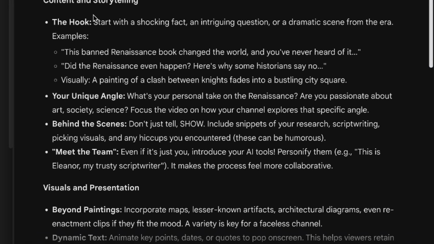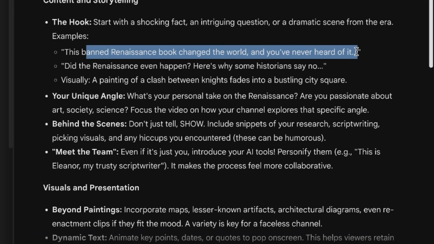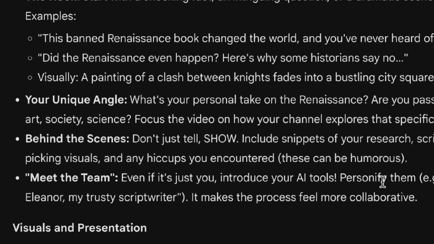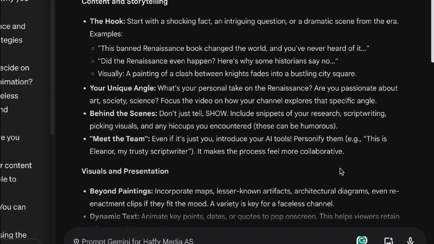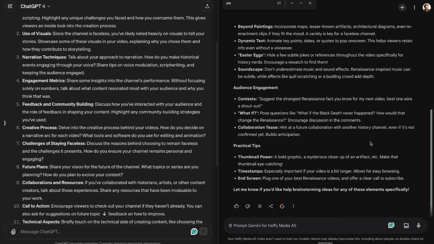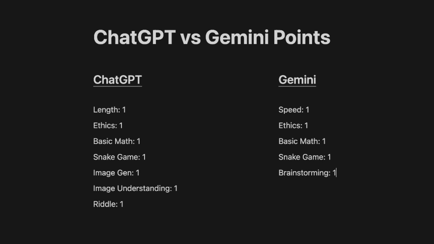Let's check out Gemini. The hook, this actually helps me a lot faster. Start with a shocking fact like this banned Renaissance book changed the world and you never heard of it. Actually, this is a really good hook that we could have in the intro, right? Did the Renaissance even happen? Here's why some historians say no. Right away, really curiosity driven. And I tested this many times in the past as well. I really just like how Gemini responds to this. So I'm happy to give brainstorming to Gemini.